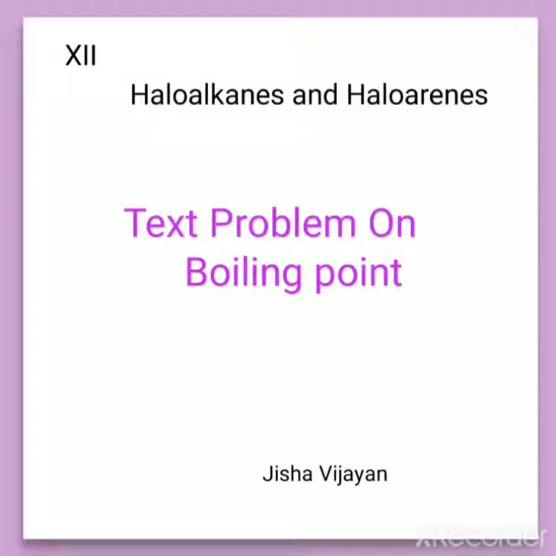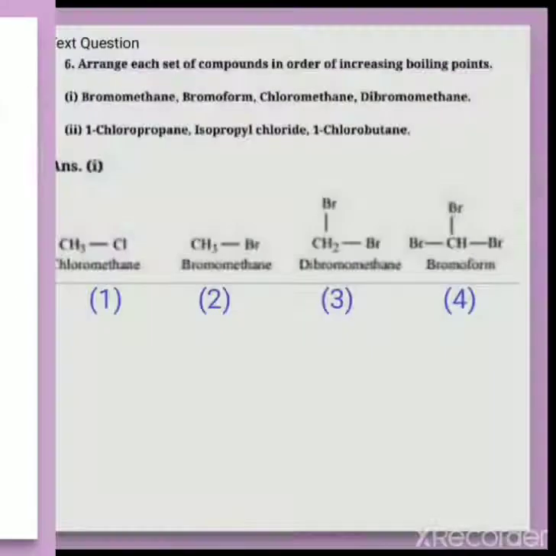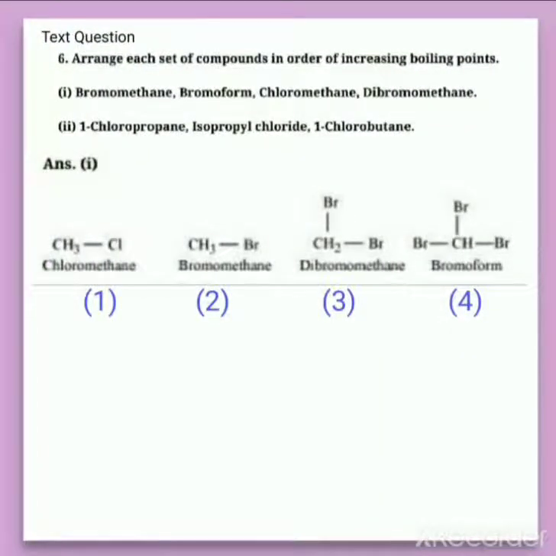Hello students, as we discussed boiling point in the physical properties of haloalkanes and haloarenes, let us do a problem, that is a text problem based on boiling point. Question number 6. Arrange each set of compounds in order of increasing boiling point. The first option is bromomethane, bromoform, chloromethane, dibromomethane.